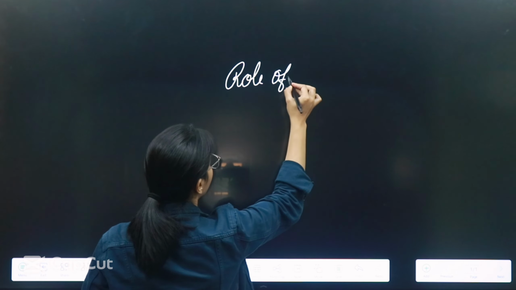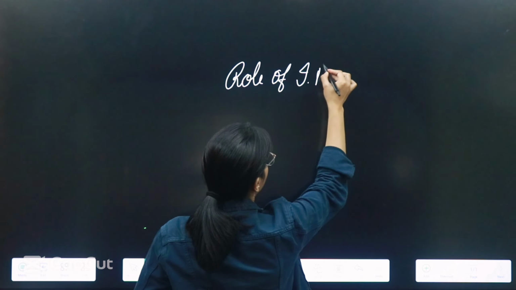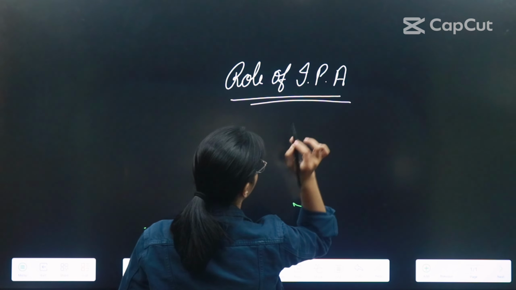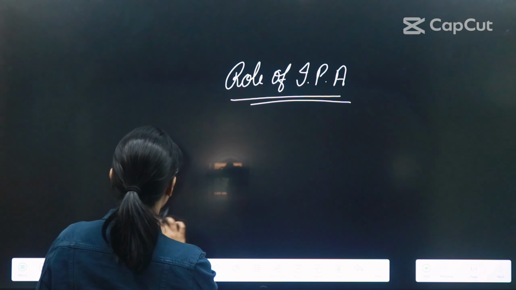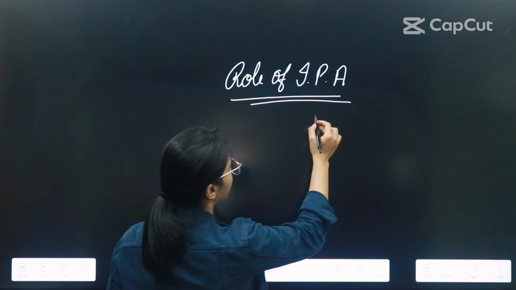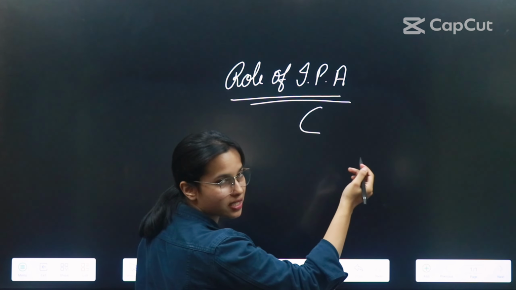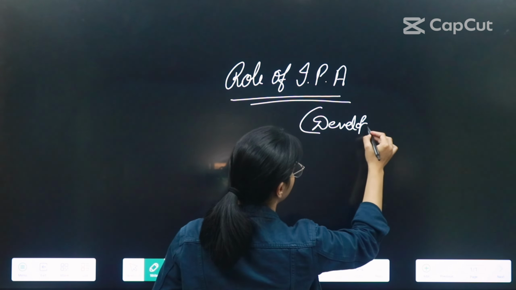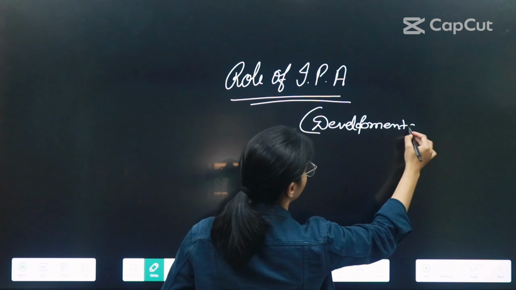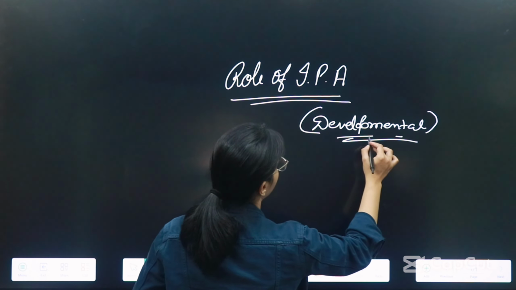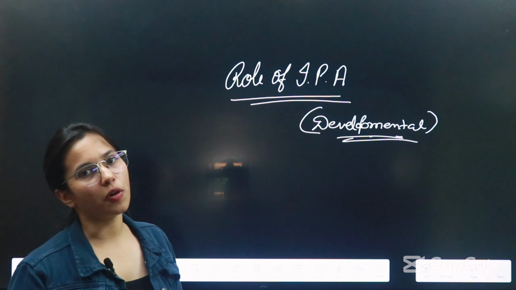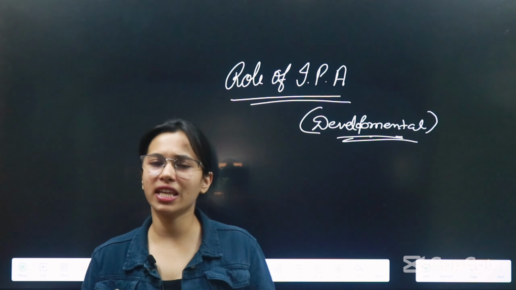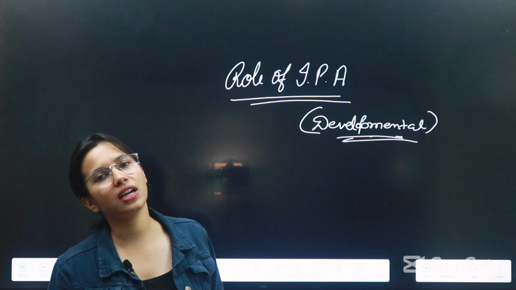role of Indian public administration, that will be basically from the developmental perspective. Also at the end of the topic we will be discussing some of the critiques of the Indian public administration that we have earlier discussed, but somehow we will conclude with that.